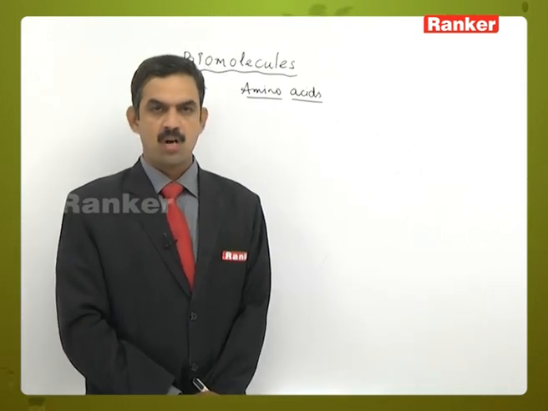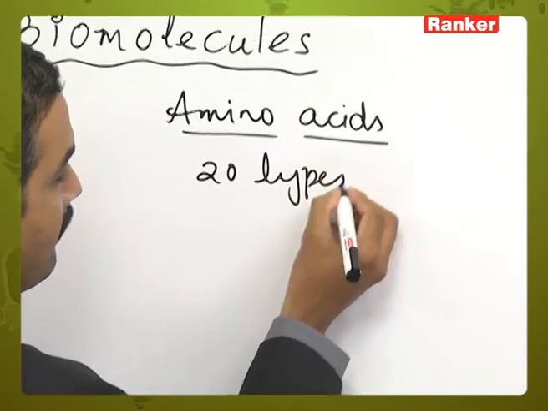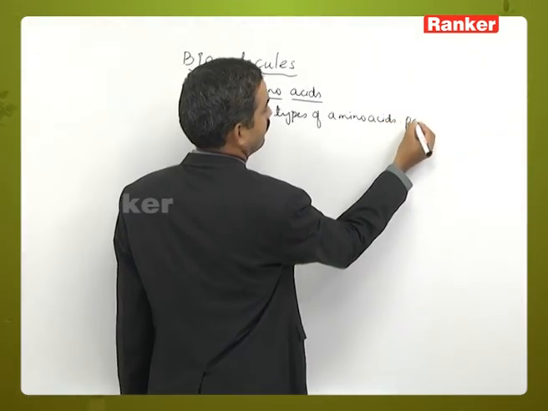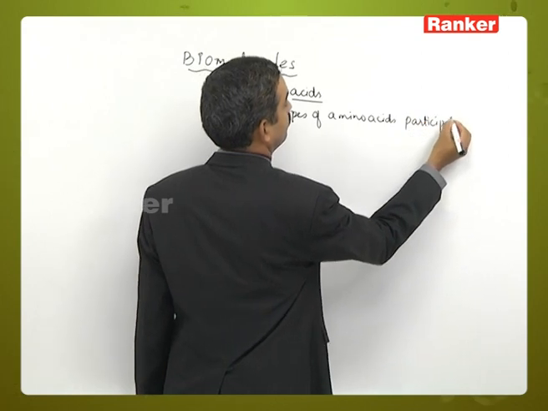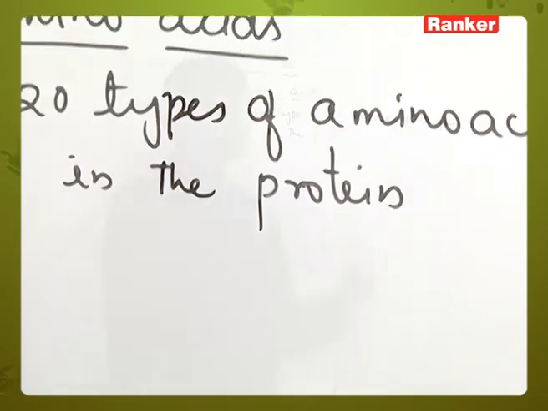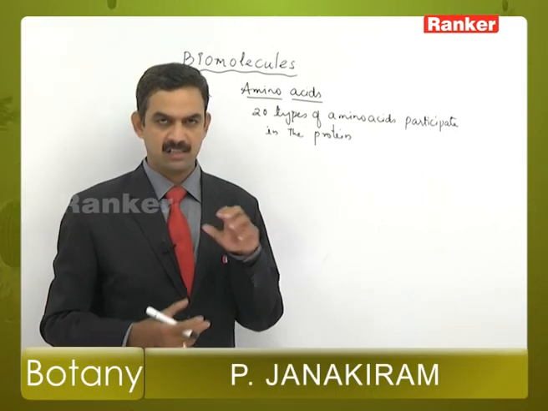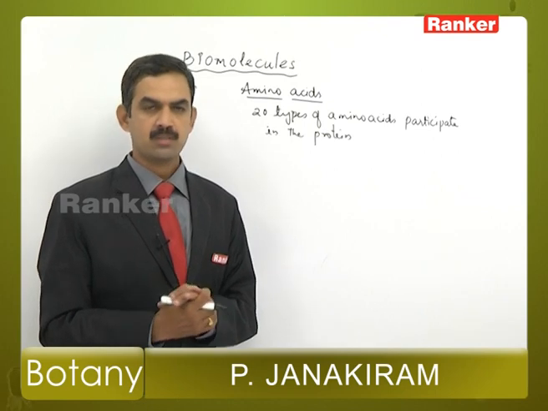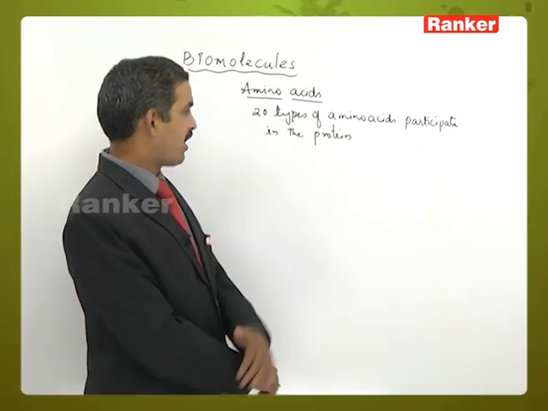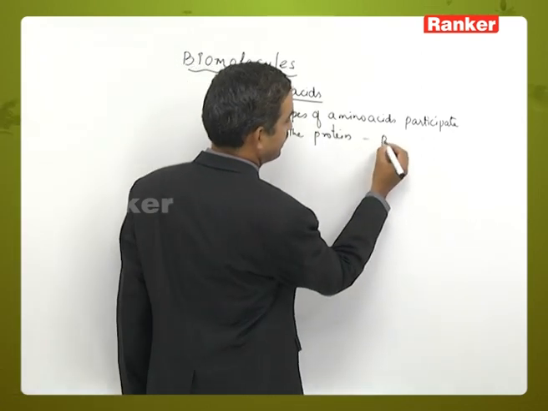In a plant cell or any living cell, 20 types of amino acids are participating in protein formation or protein synthesis. Apart from these 20 types, the living cells also contain other amino acids. Those are called non-protein or non-coded ones. These 20 types of amino acids which participate in the formation of protein are called protein amino acids.